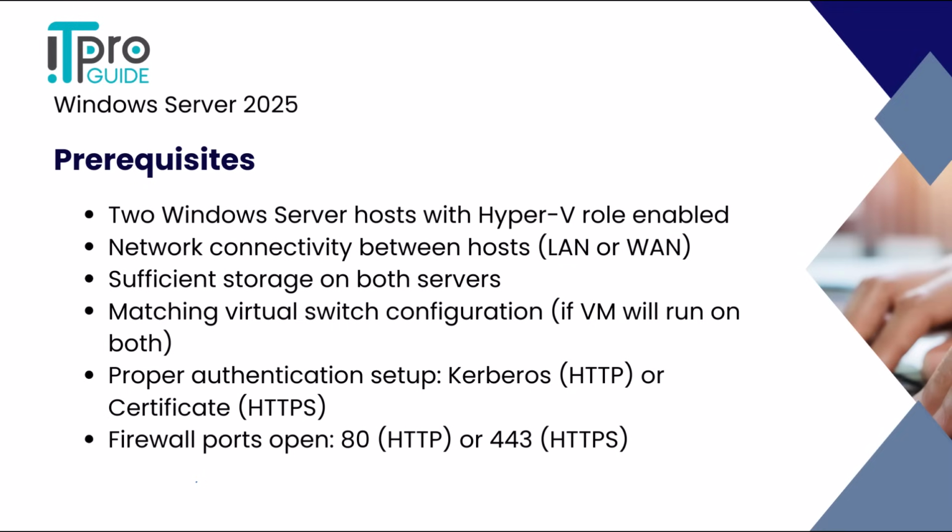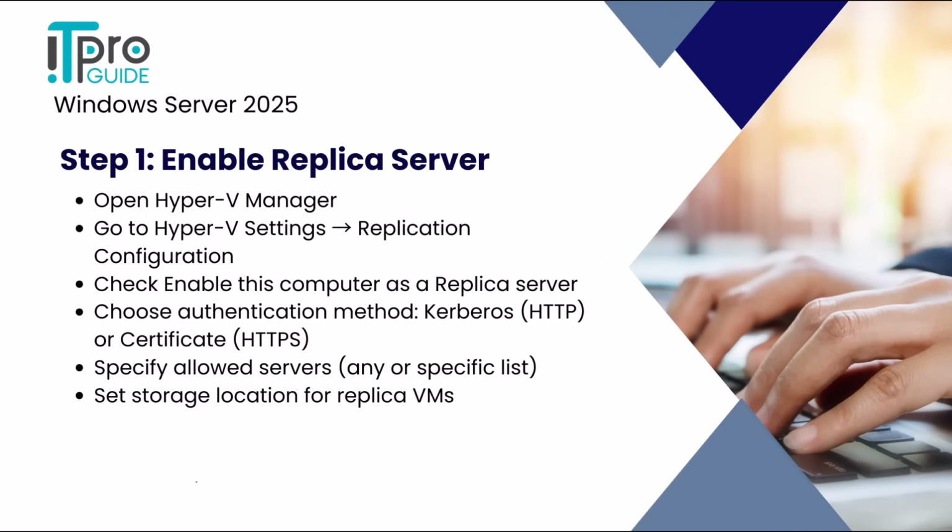Then you also have the option to choose the authentication method. For a domain-joined case, you can choose Kerberos authentication, and in our case we will be using that. Or you can also use certificates for workgroup or untrusted domains. Then finally, open the required firewall ports: 80 for HTTP and 443 for HTTPS.